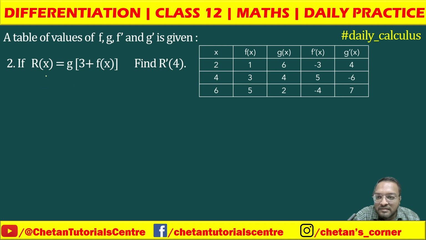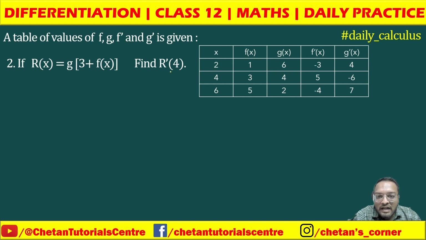So let's begin the solution of this question. A table of values of f, g, f dash and g dash is given. This is the table with the values of f of x, g of x, f dash of x and g dash of x for different values of x, which are 2, 4 and 6. Using this table and the given function r of x is equal to g of 3 plus fx, we have to calculate the value of r dash of 4.